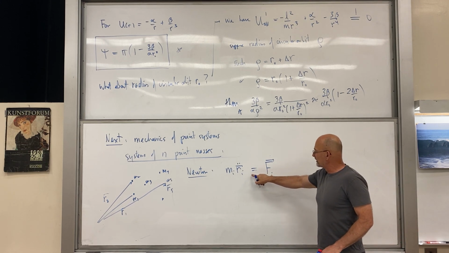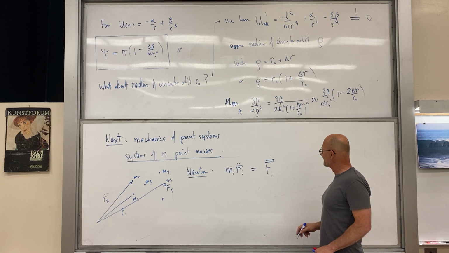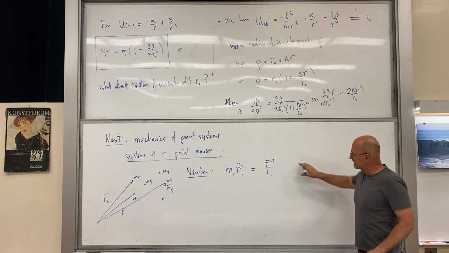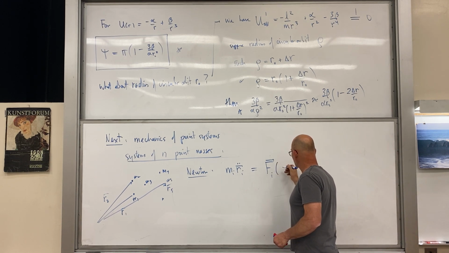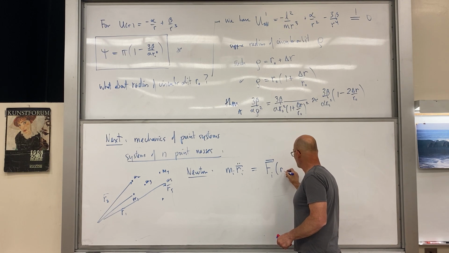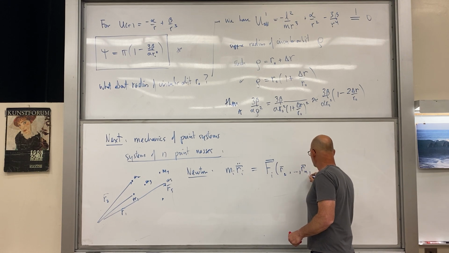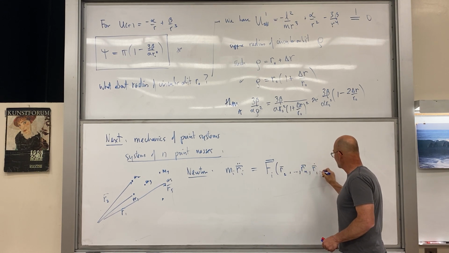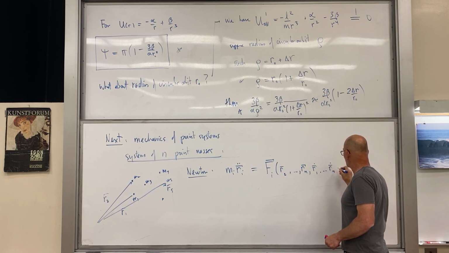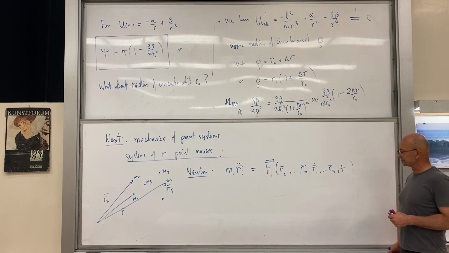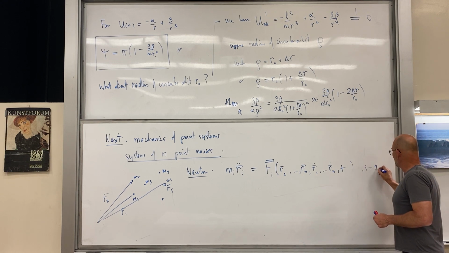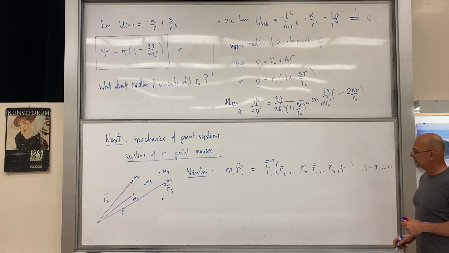So that's the force on the ith particle. And of course, it can be dependent on a lot of things. The most general conditions whatsoever, it would be dependent on r_1 to r_n, and then the velocities, and then the time as well. Okay, so that would be the general situation. And then we say i equals 1 to n. Okay, so there's a lot going on there.